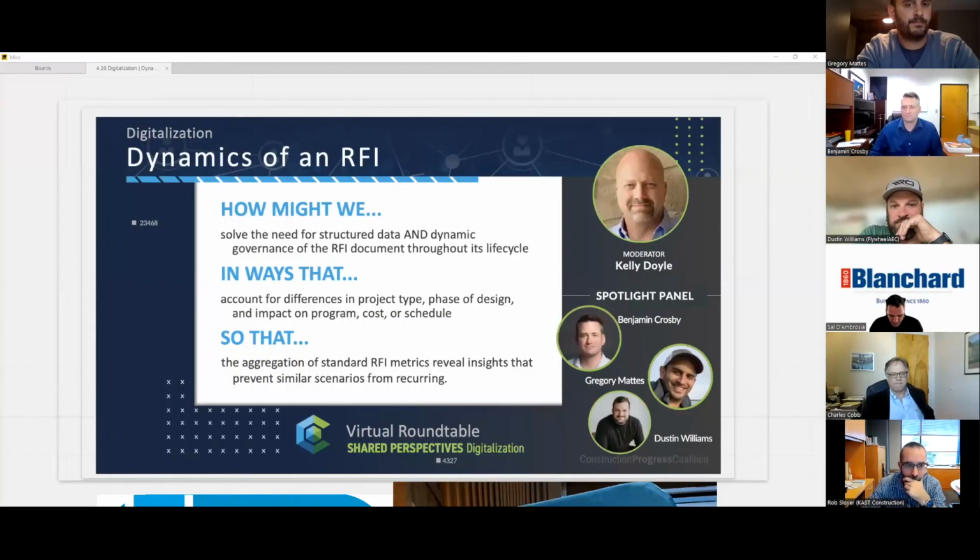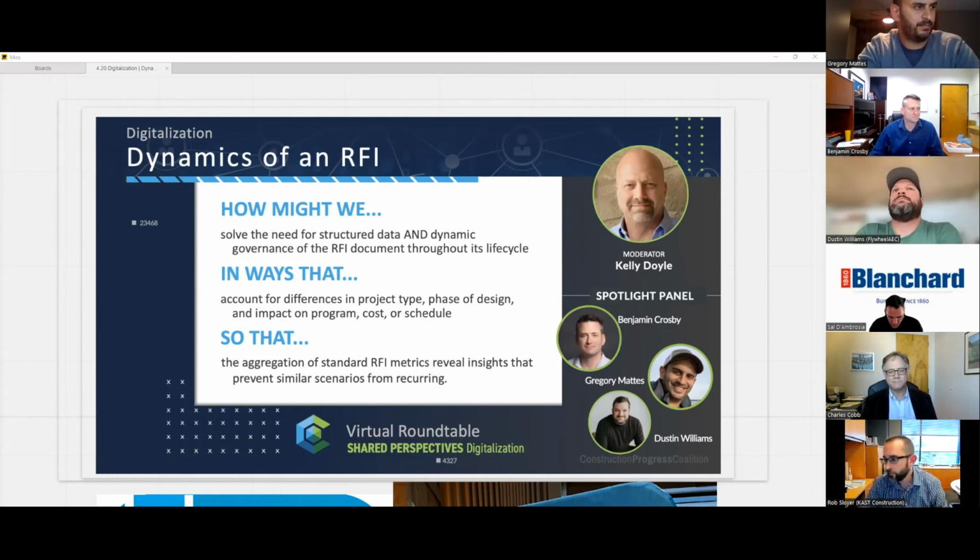So we have about a minute left. At least I think that's what, based upon the note from Nathan a few minutes earlier. So I'm going to come back to where we started. How might we solve the need for structured and dynamic governance of the RFI document through its life cycle in ways that account for differences in project type, phase of design, and impact on program cost or schedule, so that the aggregation of standard RFI metrics reveals insights that prevent similar scenarios from occurring? I heard all those elements in our conversation today, and to me that's encouraging because that means we're getting somewhere, right?